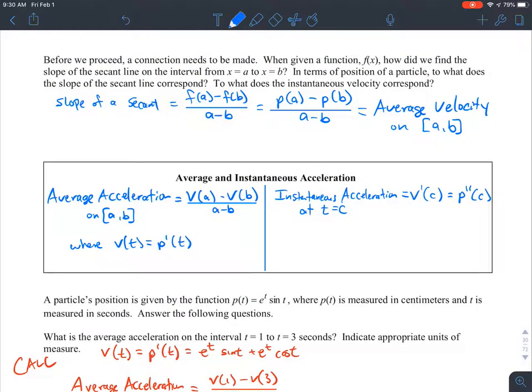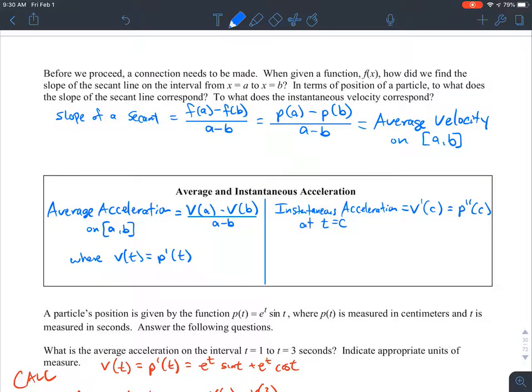Before we continue, a connection needs to be made, and hopefully you've already made this connection as we just talked about this. When given a function f of x, how did we find the slope of a secant line on the interval from a to b? In terms of particle motion, to what does the slope of the secant line correspond? What corresponds to the average rate of change?